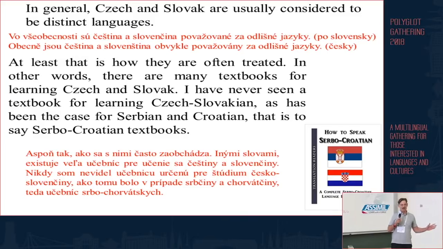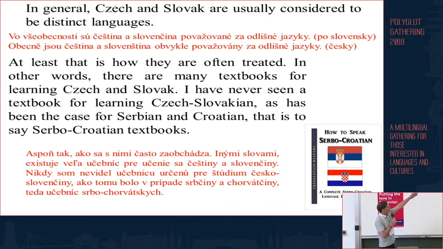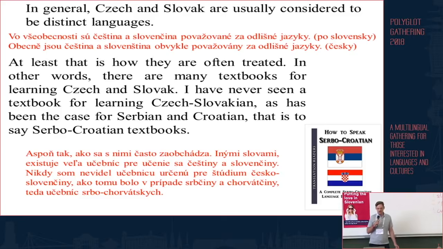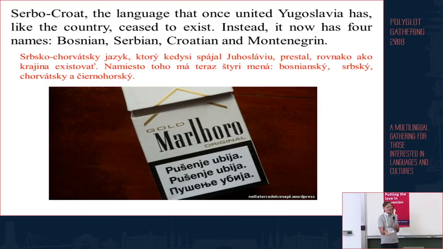Serbian and Croatian have now become two different languages. I have books to learn Serbo-Croatian. Have you ever seen a book to teach you Czech-Slovakian? Yes, there are. Oh, that's interesting. So now you have Bosnian, Serbian, Croatian, Montenegrin. So you have to write it in three languages here, right?